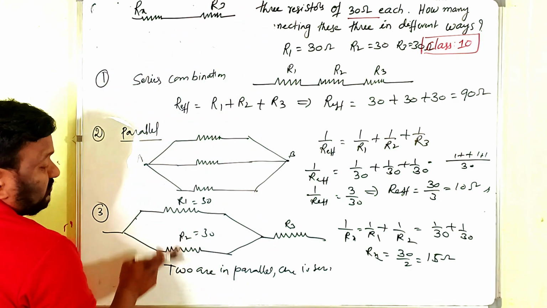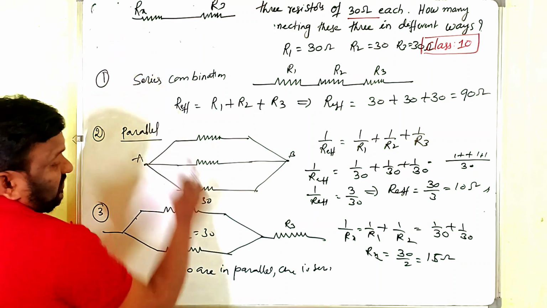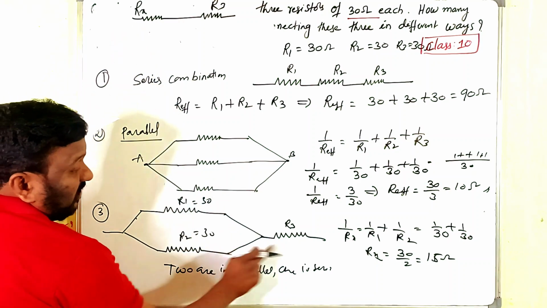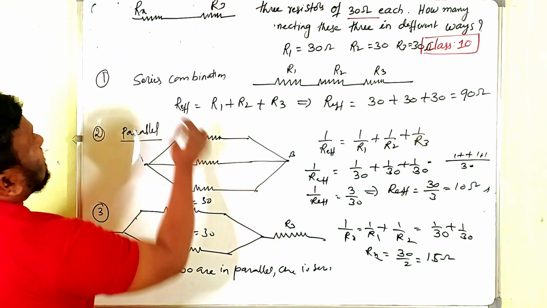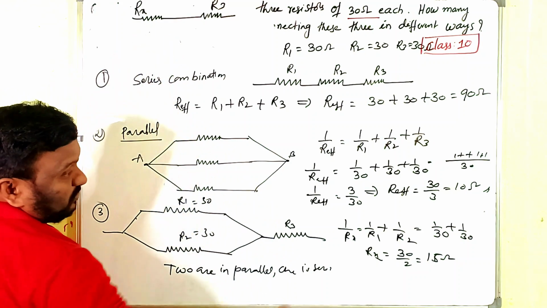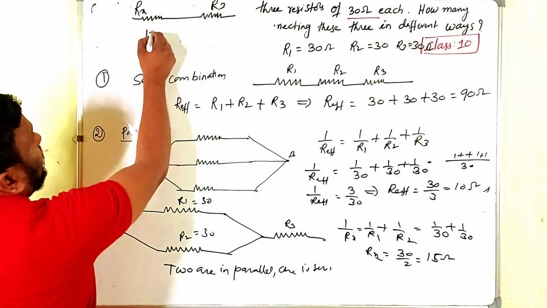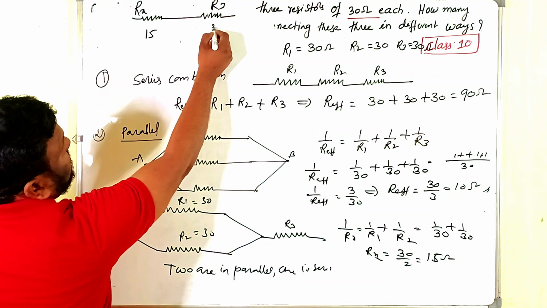The parallel combination of these two gives the result Rx, and with Rx, R3 is in series. So what is the Rx value? It is 15, and R3 is 30.